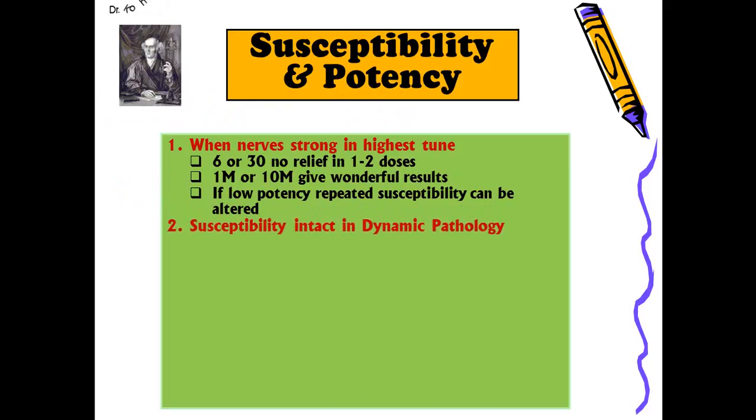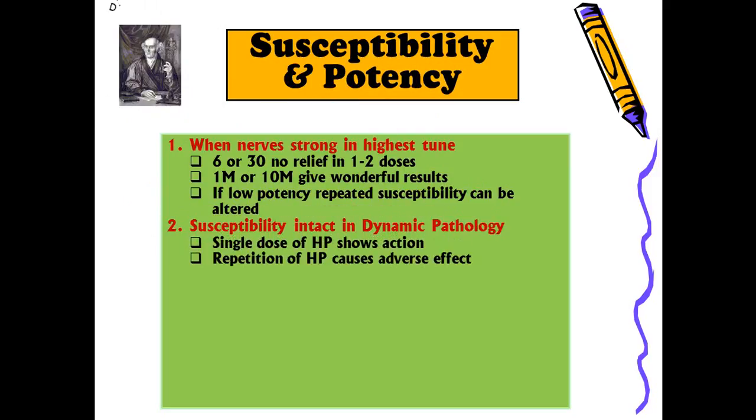Then the second premise here is that susceptibility is intact in dynamic pathology. That is, when the disease has reached only the dynamic level, not the organic level, a single dose of high potency shows action. And repetition of high potency causes adverse effect. If you repeat high potency, then there is aggravation because the susceptibility is intact here.